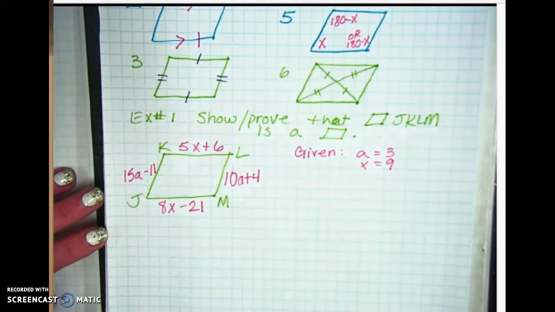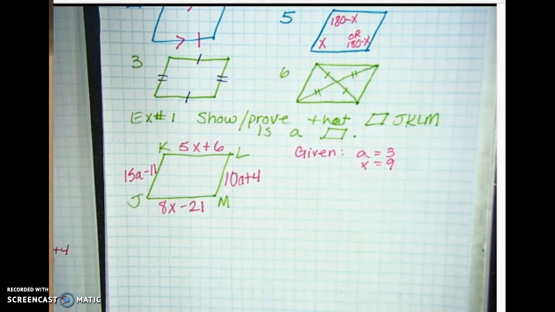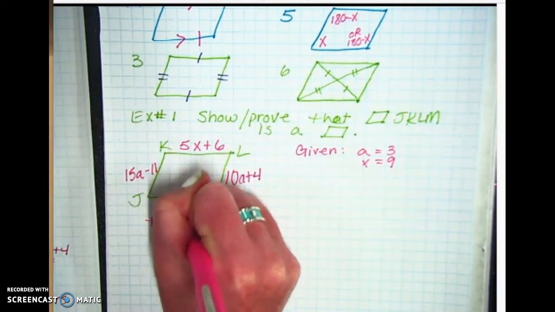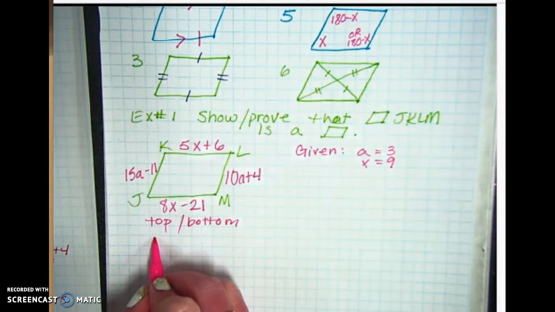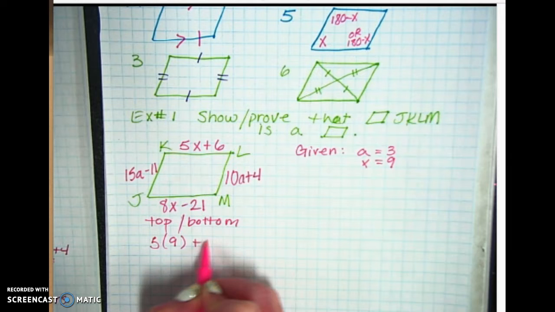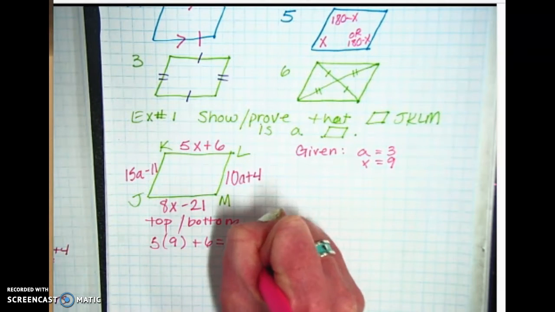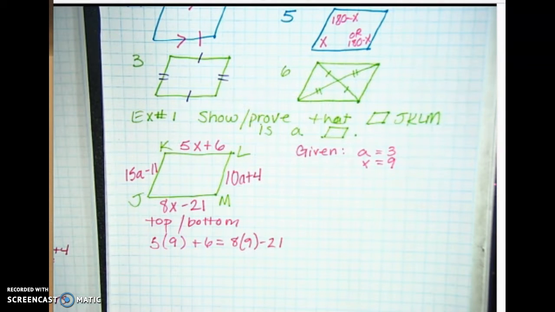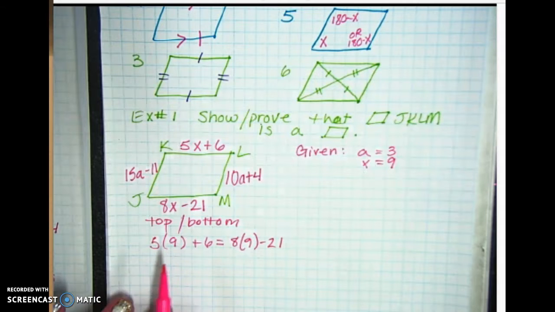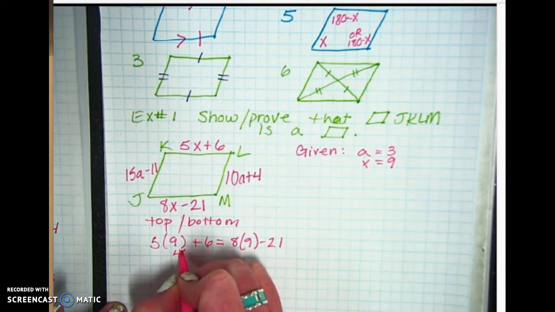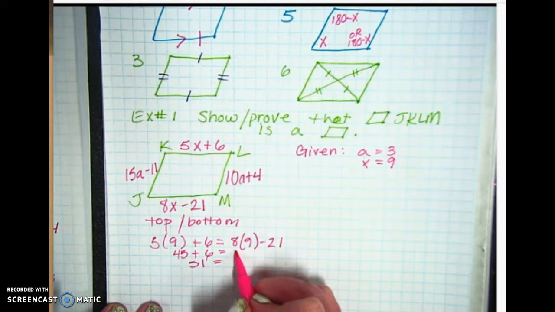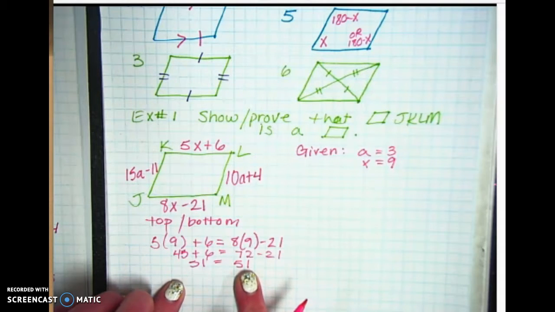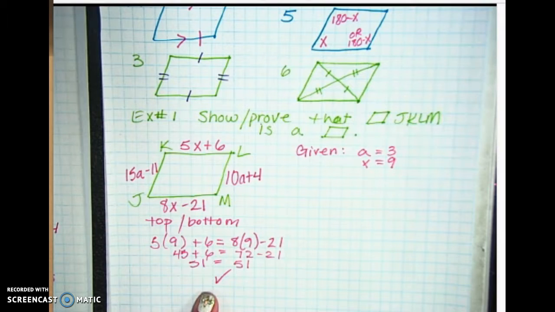Okay. So do you want to do top and bottom first or right and left? Top and bottom. So let's do top and bottom first. And the top and bottom have x, so we're going to use 9. We're going to say that 5 times 9 plus 6 should be equal to 8 times 9 minus 21. Some of you are going to need to get your calculator out. But basically, 5 times 9 is 45. Add the 6, we get 51. On the right, we go 8 times 9, which is 72, minus 21 more, we get 51. Does 51 equal 51? Yes, so far we're good, right? That was top and bottom.